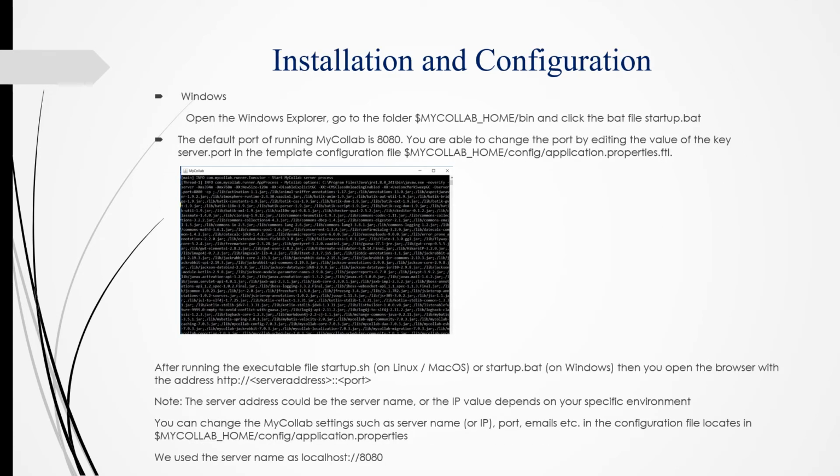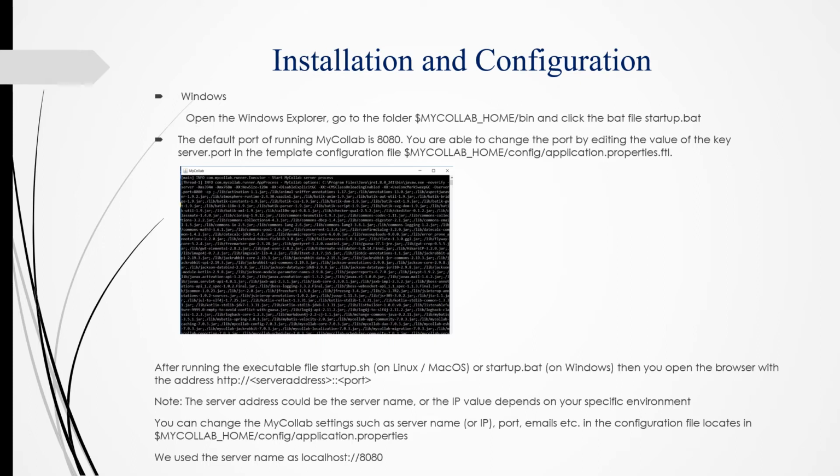Here we'll touch upon some installation and configuration key points. This is a Windows-based platform, so it'll be running on a Windows server. It requires a startup script to be running, which can be run by going to the home directory of that installation folder. The default port of running MyCollab is 8080. Here we also have a screenshot which shows the running process of the MyCollab startup script.